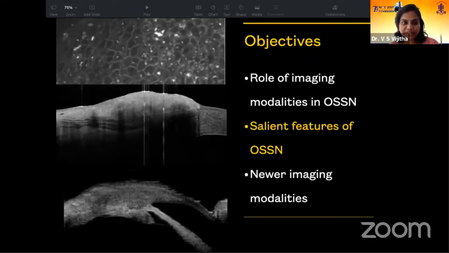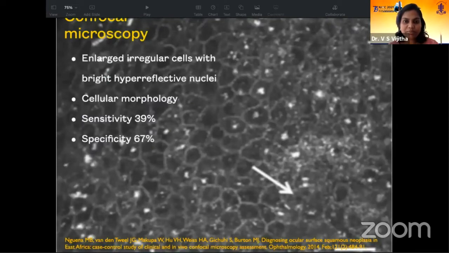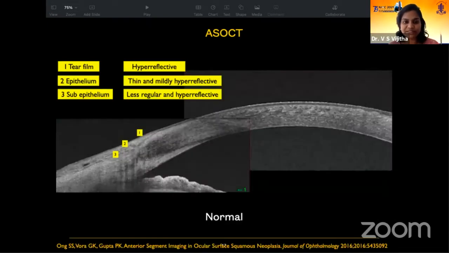Moving on, let's look at the next objective, the salient features of OSSN. Confocal microscopy was one of the initial modalities described, and it gives a cellular morphology of the lesion, which helps us pick the malignant cells from the normal ones. The neoplastic cells are enlarged irregular cells with bright hyperreflective nuclei as seen in this part of the image. However, its role has been limited because of poor sensitivity and specificity.